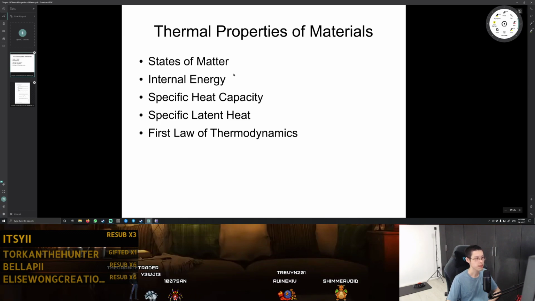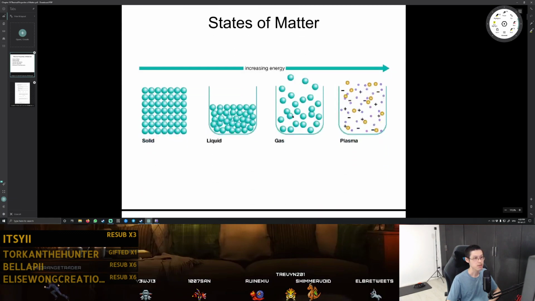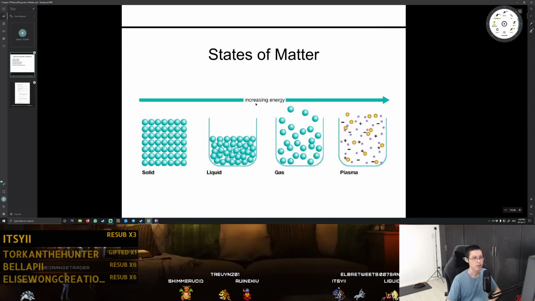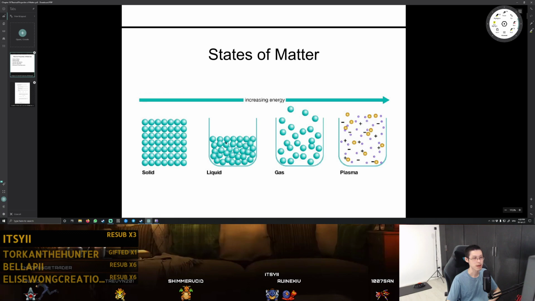Usually they will talk about the internal energy of an ideal gas, so we'll talk about that soon. So there are 4 different states of matter: solid, liquid, gas, plasma. And the further you go along this line, the more energy you have. So solids don't really move about much. They sort of vibrate in place. Liquids sort of slosh around.